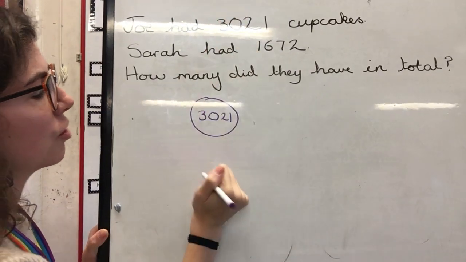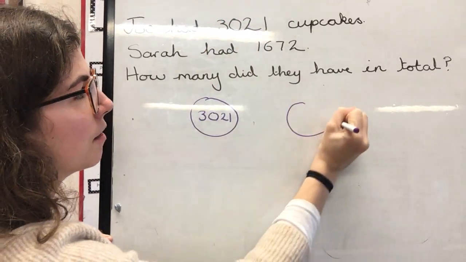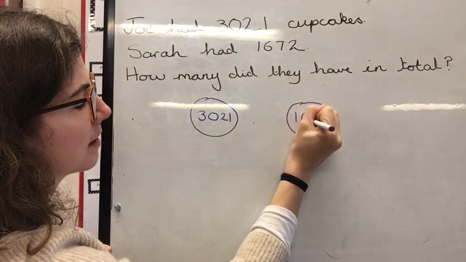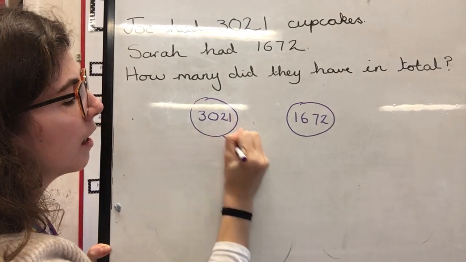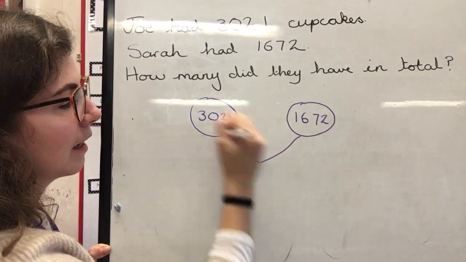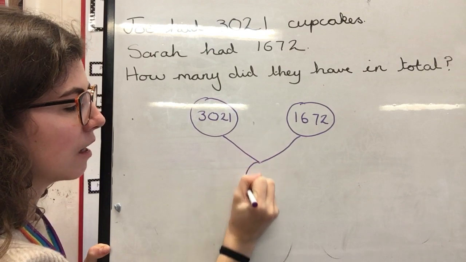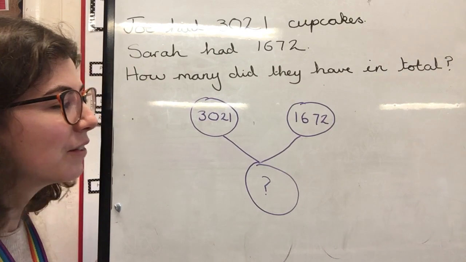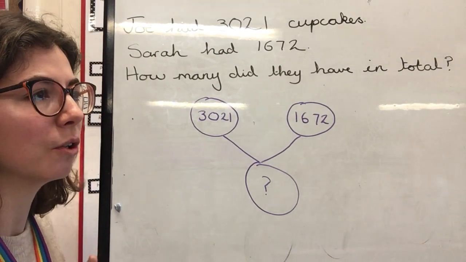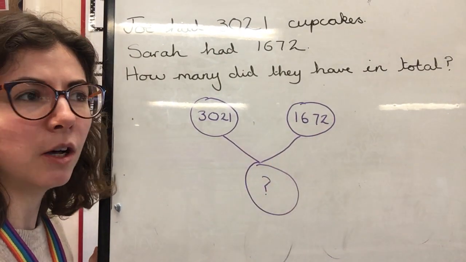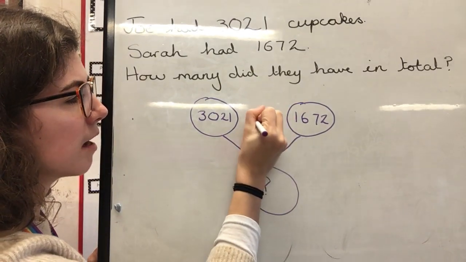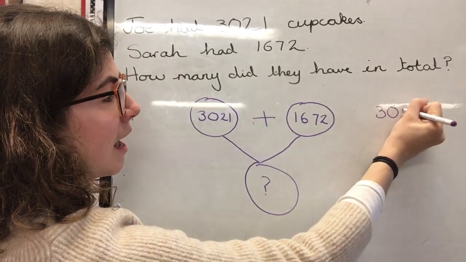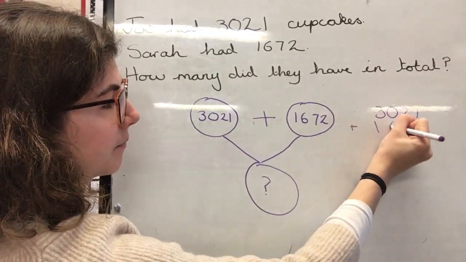3,021. That's how many cupcakes Joe had. The other part is the number of cupcakes that Sarah had. That is 1,672. Those parts come together and are added together to create the whole. Now, the whole is the total, which we have not found yet. We haven't found out the total. But by drawing it into this part-part-whole model, I can see that these are the two numbers that I will need to add together. And I might choose to do that using a column addition method.